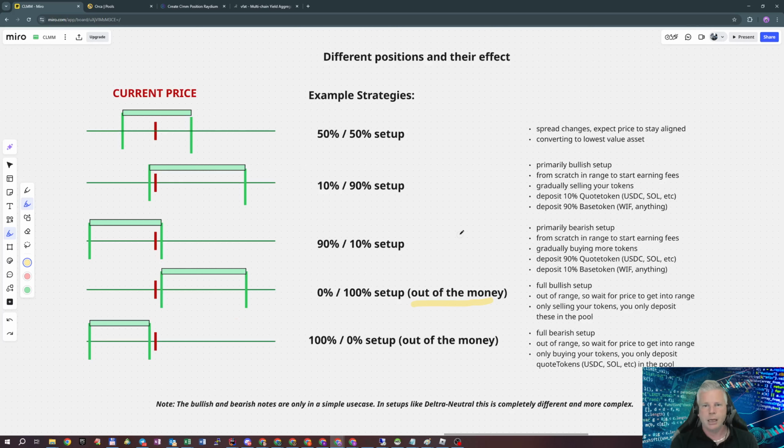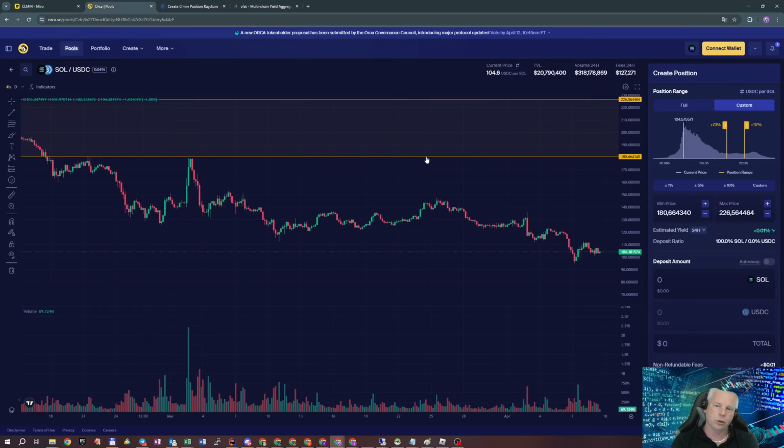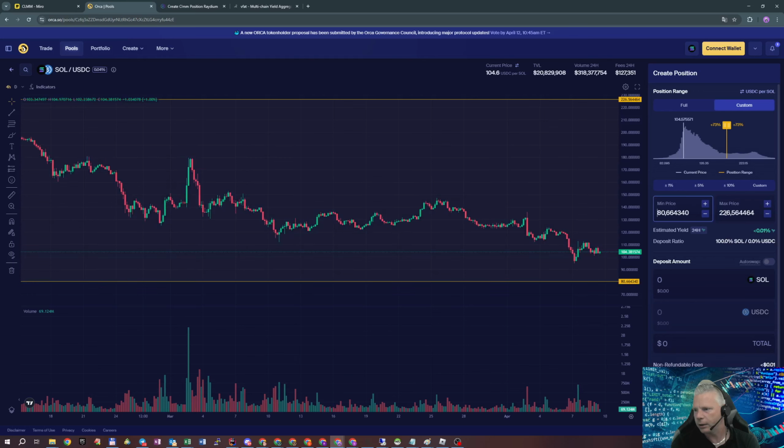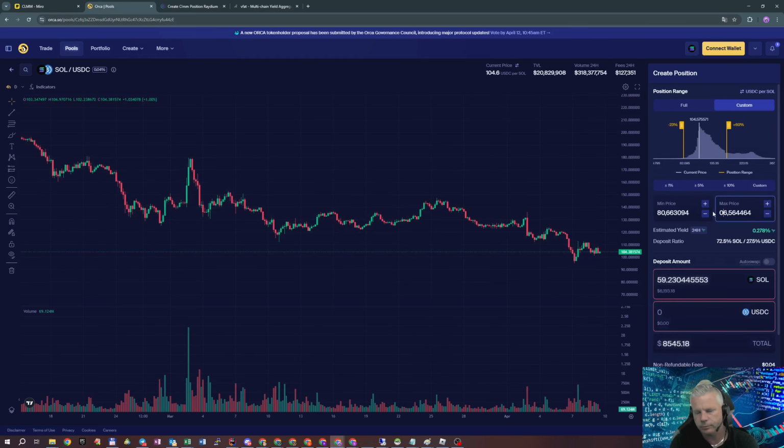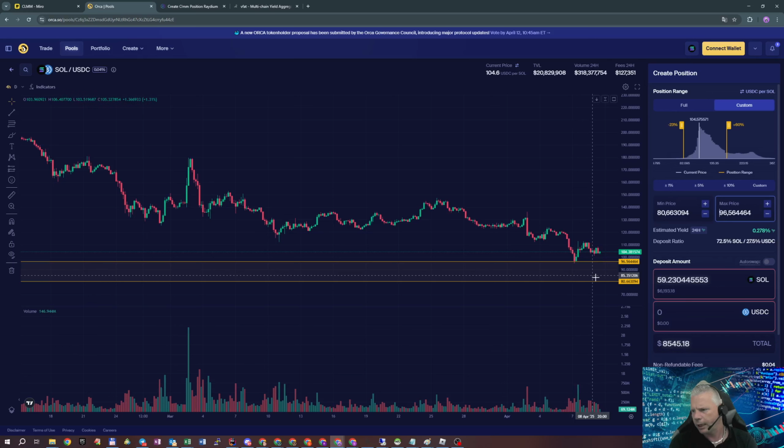All right, that makes sense, right? This also goes for the full bearish setup. Let me also say this: you have to wait for the price to get in range, and you're only pulling in this case your SOL, and not any USDC. And for the other way, it's obviously completely the other way around. And this means that the price is currently working fully above your range. So, for example, you make it like this. You're only having SOL here.